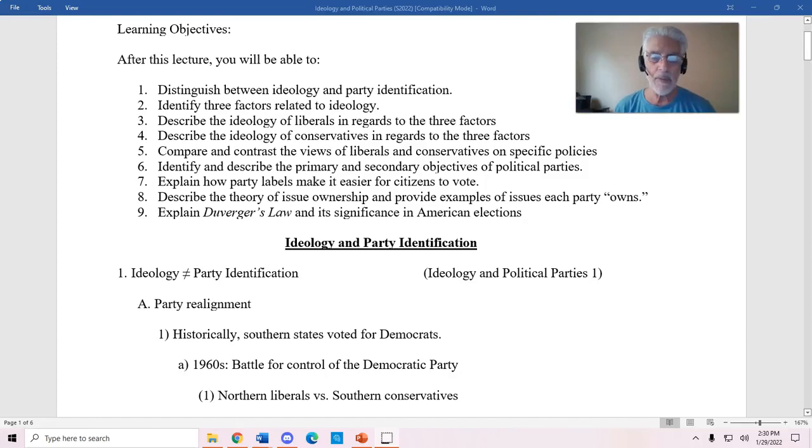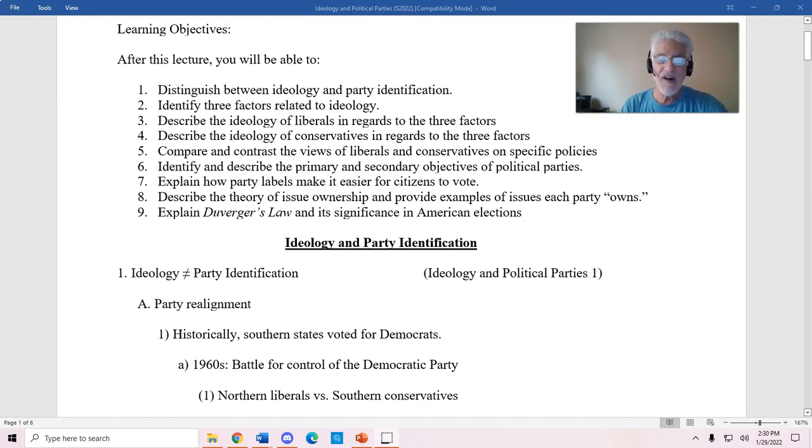In this video, I'm going to be talking about ideology and party identification. In terms of the learning objectives, after this lecture, you'll be able to distinguish between ideology and party identification.